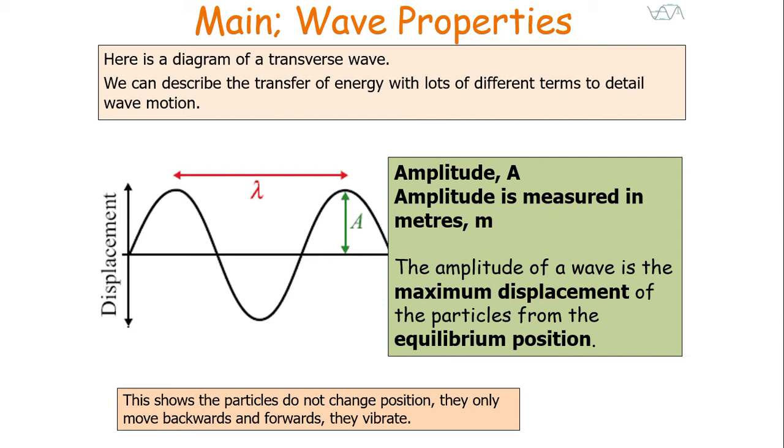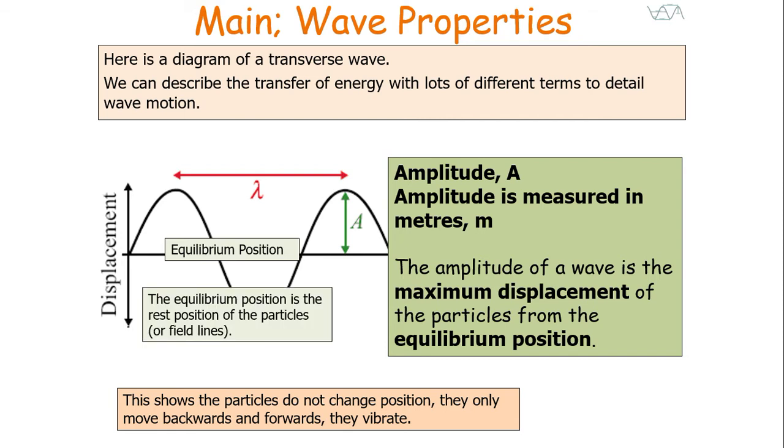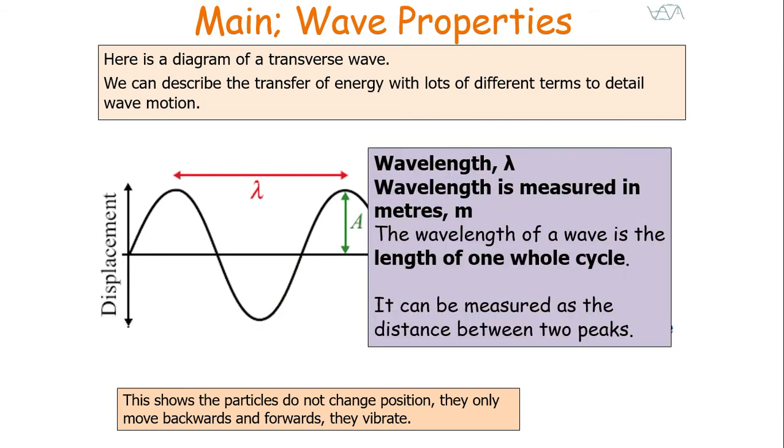The amplitude of a wave is the maximum possible displacement of the particles from the equilibrium position, the undisturbed position at the center of the diagram, as shown in this following image. Now, the equilibrium position is also known as the rest position of the particles.